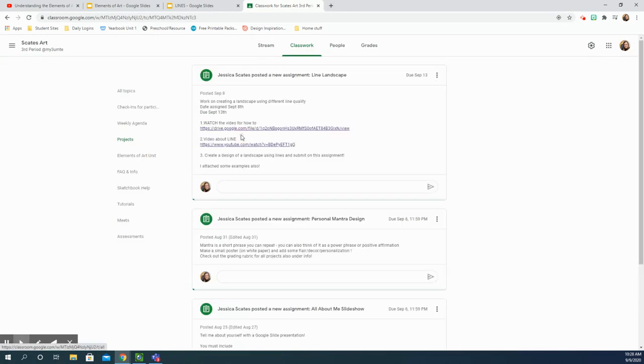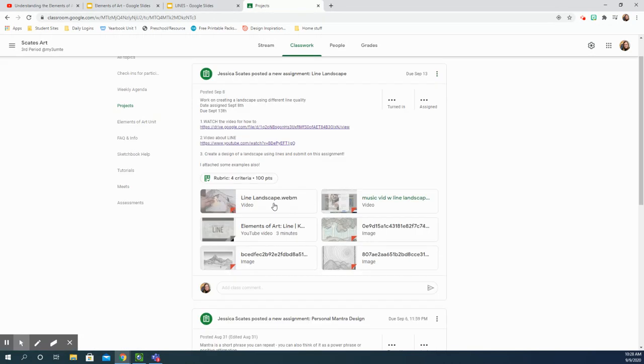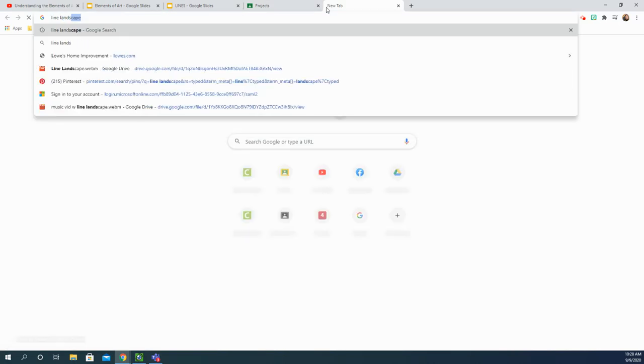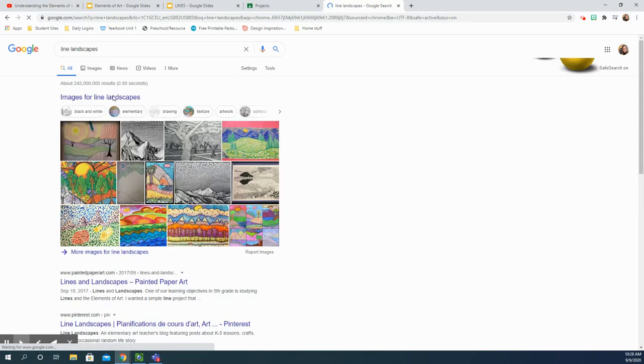The internet's really slow when all the teachers are at the school going through lives. So underneath this, you can find some examples and you can find the videos. But if you just type in line landscapes in a search bar, you're also going to get a lot of examples.